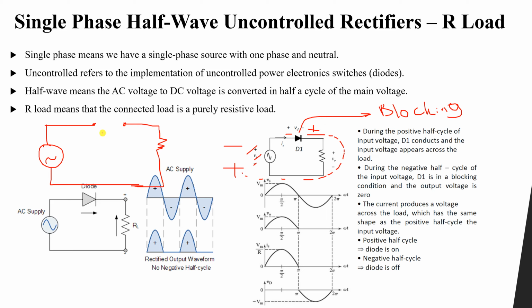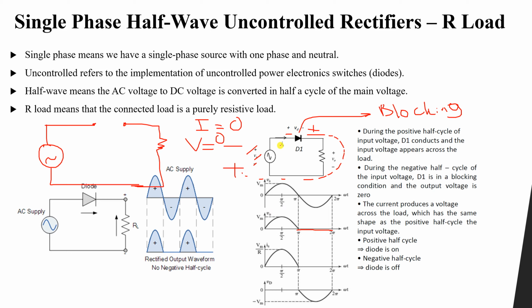So since the diode is an open circuit, what is the current flowing through the circuit? The current will be equal to 0. So the voltage across the resistor will also be equal to 0. So in this part, the diode will block, as you can see here, equal to 0. So it allows current only during the positive cycle and blocks during the negative. Okay, very easy. Now what about the current?